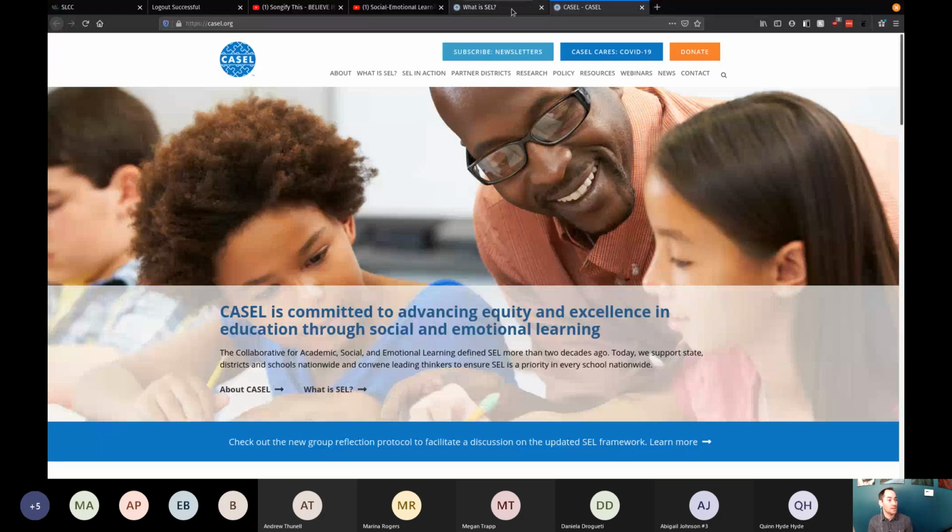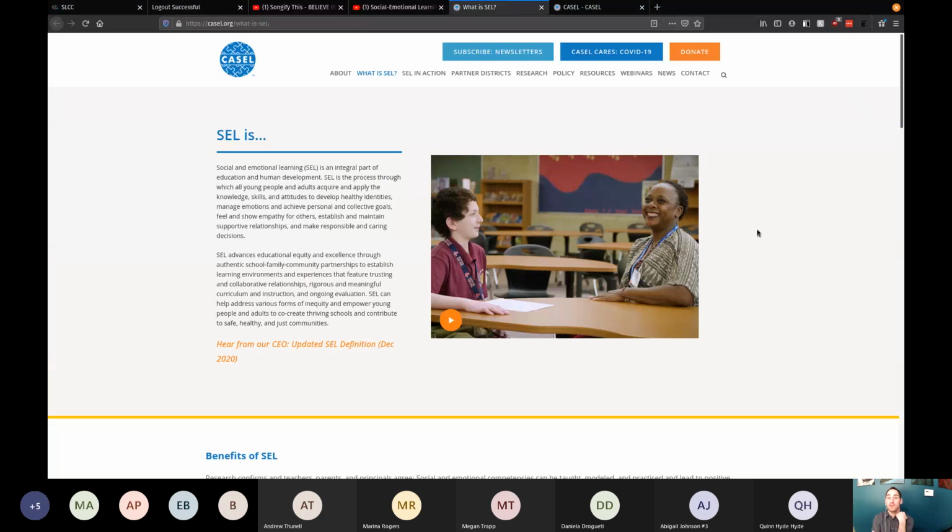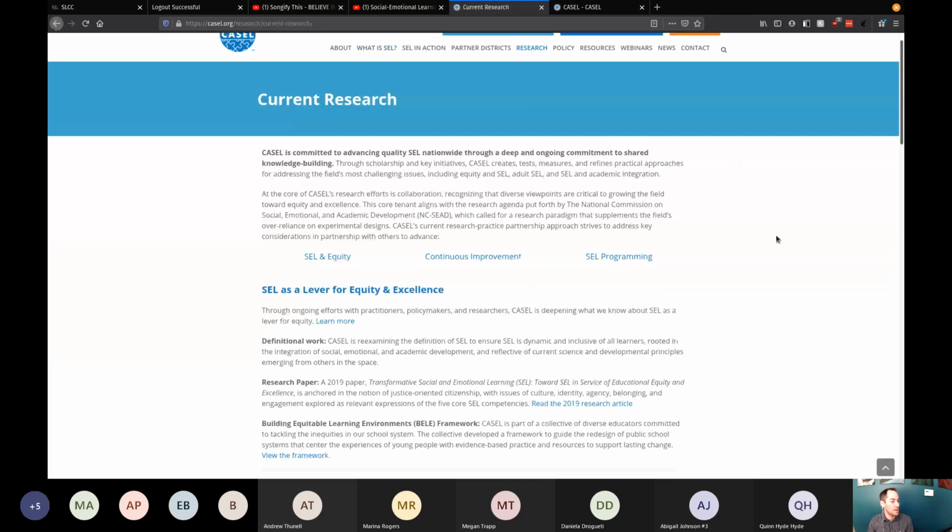So CASEL does a really good job at collecting research of not just their researchers. They do have researchers, they do have practitioners on staff, but they collect a lot of research from other people. So if I published a paper about a new socio-emotional learning program, hopefully their researchers would be able to see that and combine that with the things that they've done in the past. So this might be a good place to go if you wanted to look for research around socio-emotional learning. So go to this research page, and you can click here.